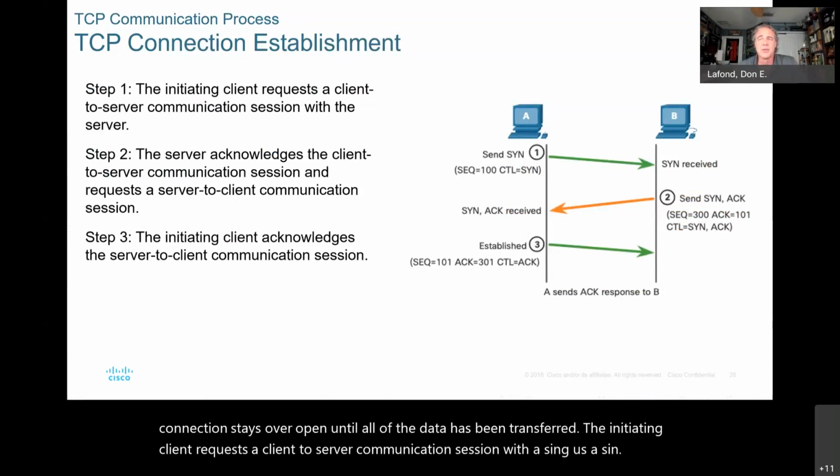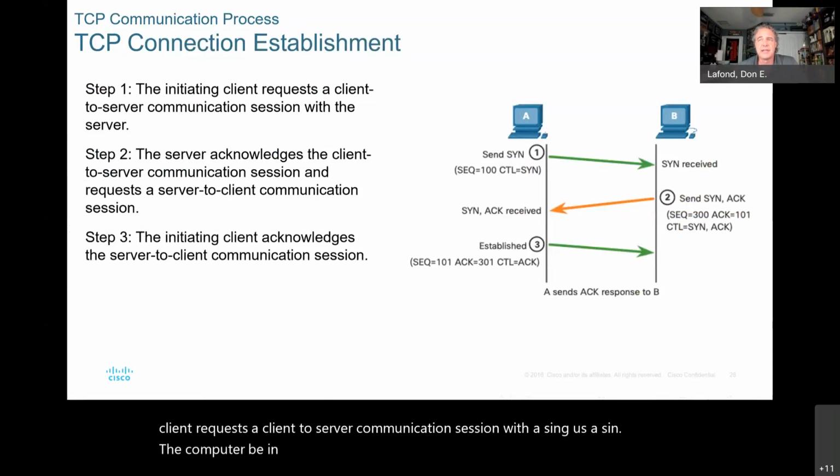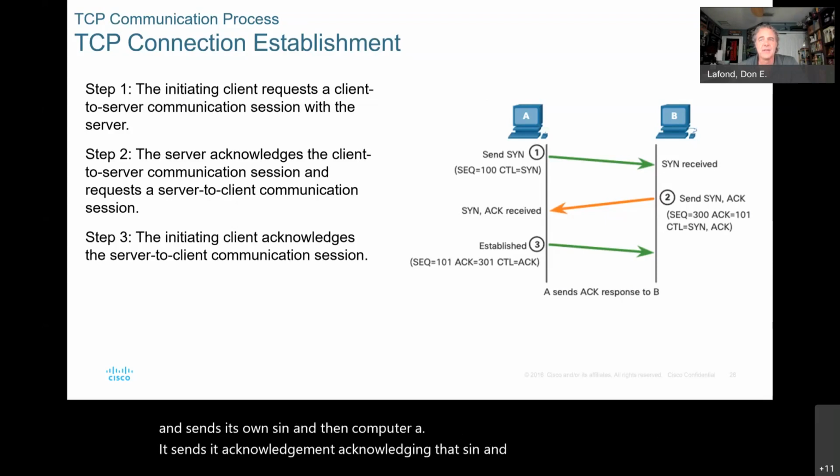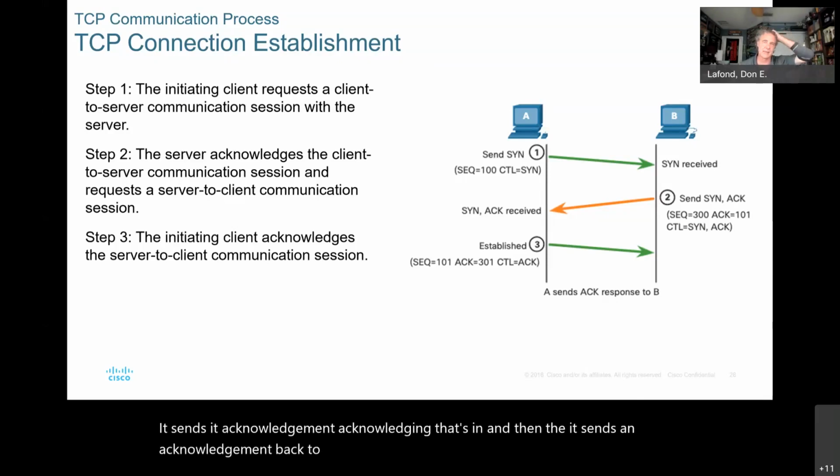The computer B in this case receives the SYN and then acknowledges the SYN and sends its own SYN, and then computer A sends an acknowledgement acknowledging that SYN, and then it sends an acknowledgement back to B. I'll show you that again in a moment and why it's a three-way handshake message.